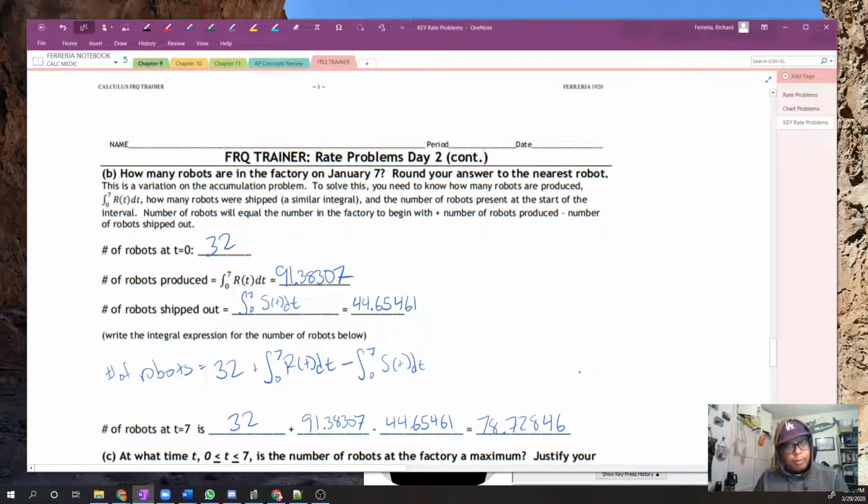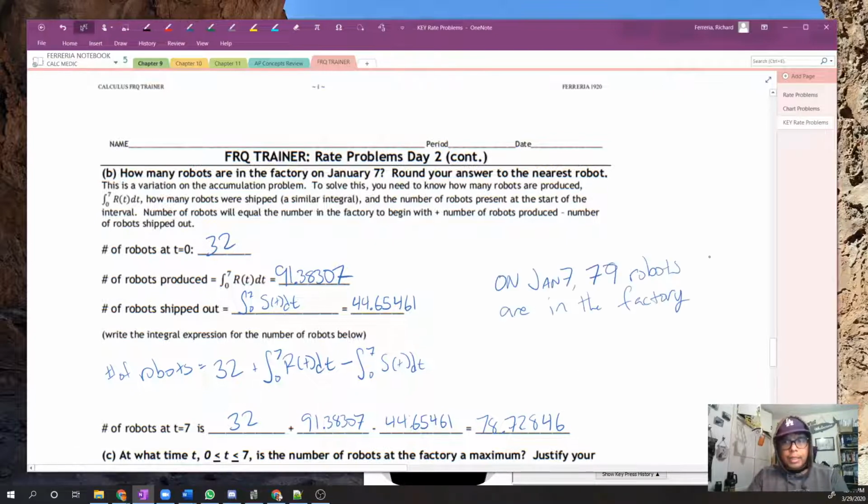Lastly, there's no space for it, but you really should be writing a summary sentence. So on January 7, 79 robots are in the factory. Now, I know you might be thinking that maybe we should have been rounding all along the way. Maybe the answer should have been 32 plus 91 minus 44. But unless there's very specific instructions to keep rounding all along the way, you don't really need to do that. So try to follow the instructions as far as what's said and what is not said as well.